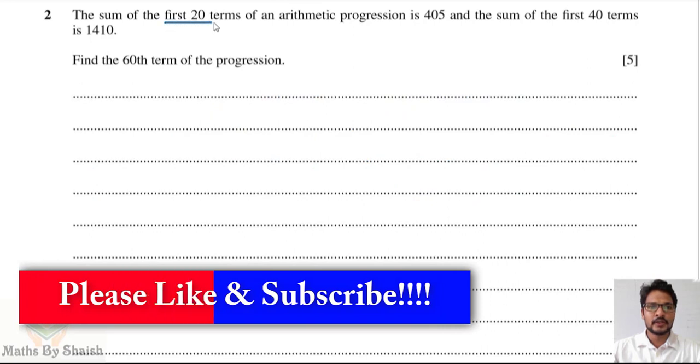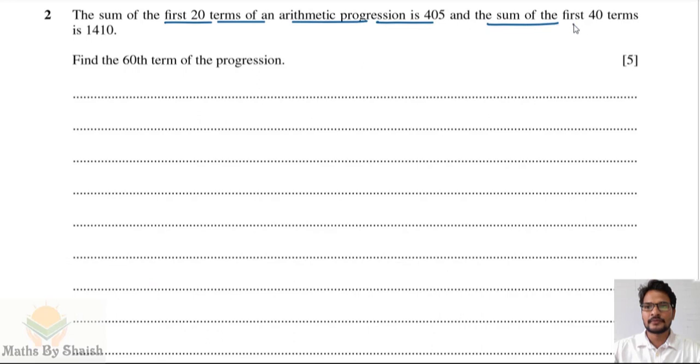The sum of the first 20 terms of an arithmetic progression is 405, and the sum of the first 40 terms is 1410. Find the 60th term of the progression. Since it is an AP, we know the first term would be a and the common difference is d. So if we write this mathematically, it is given that the sum of the first 20 terms, S20, is 405, and the sum of the first 40 terms, S40, is 1410.